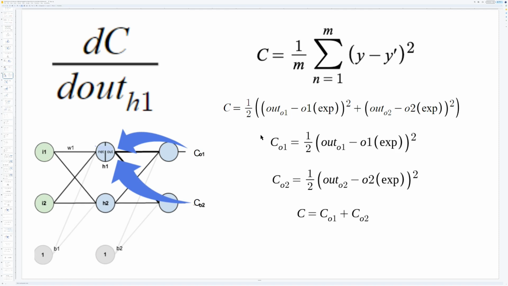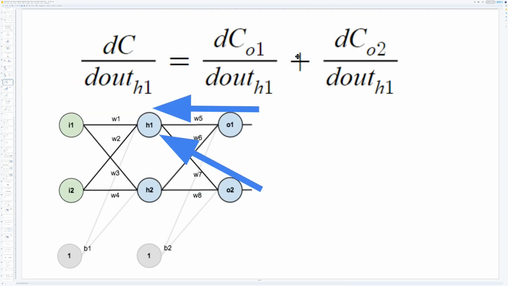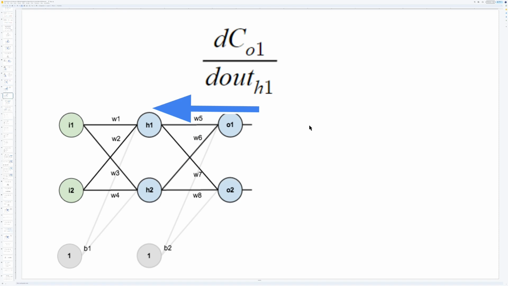So we can then split this up into two different functions that are only affected by each of these neurons. Cost of O1 only has variables that come from this neuron. Cost of O2 only has variables that come from this neuron, and when we add them together, they equal cost. This means that we can split our expression into two: dcost of O1 over d out of H1 plus dcost of O2 over d out of H1. So let's once again focus in on only one of these terms.